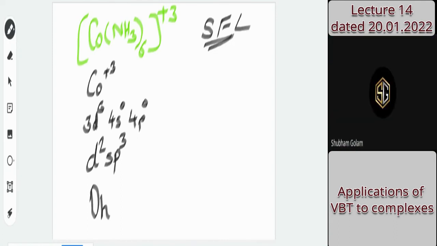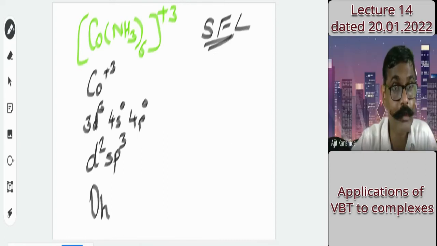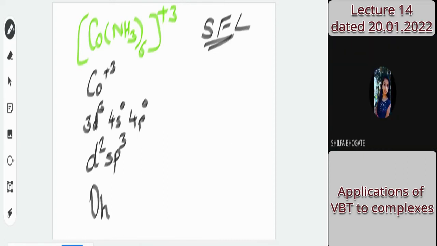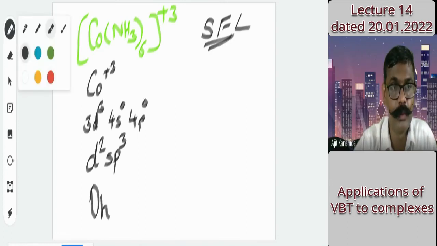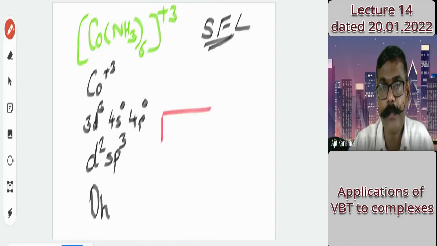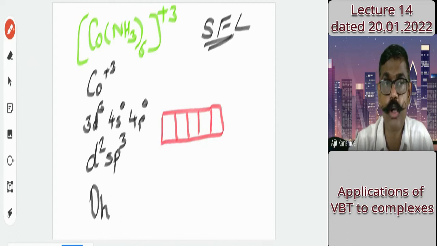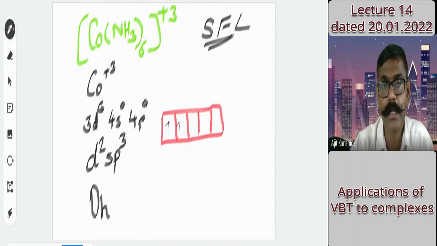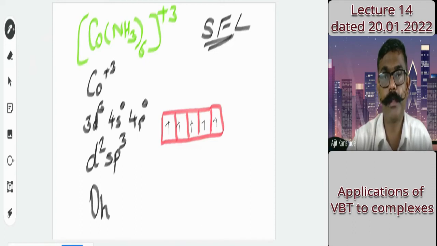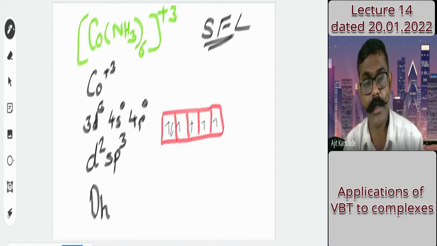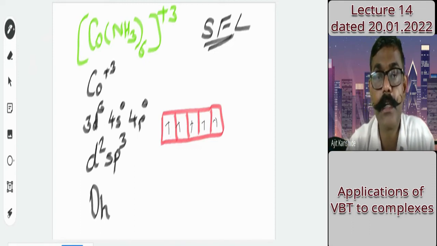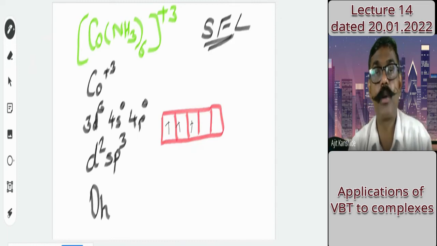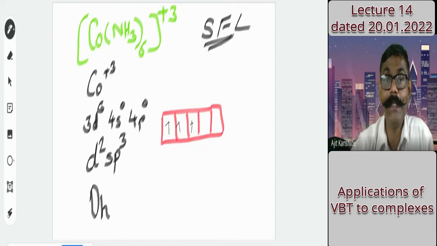Paramagnetic. Are you sure? Diamagnetic. Are you sure? See, here I am helping you. D orbitals, 5 are there. 6 electrons previously. How can you arrange them? First, second, third, fourth, fifth, and sixth. But our complex is an inner orbital complex. Therefore, what will happen? Inner d orbitals will be made available for hybridization.